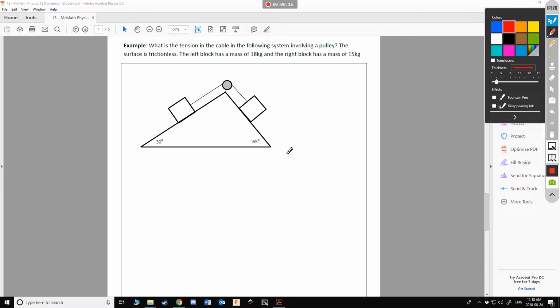So we have an 18 kilogram block on the left. So this one's 18 kilograms. And this other one over here is 15 kilograms. So we know that this block is going to have a force downwards, force of gravity, and it's going to have an X and Y component. It's also going to have a normal force going upwards.